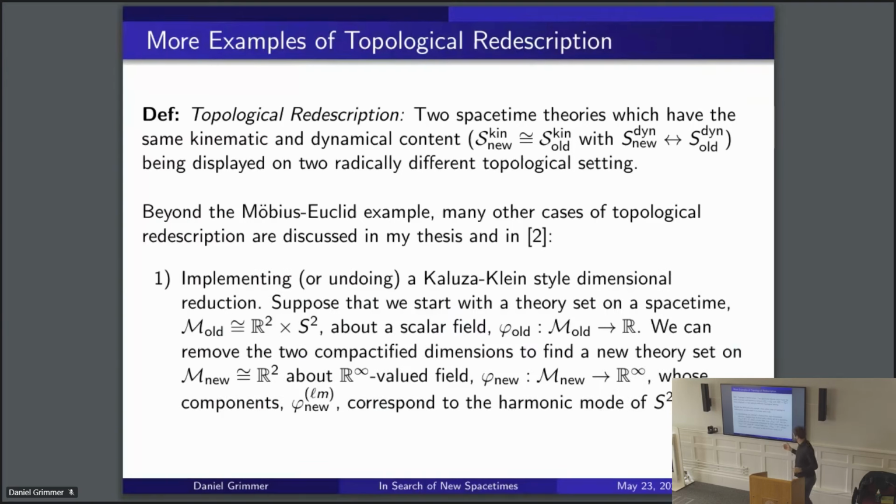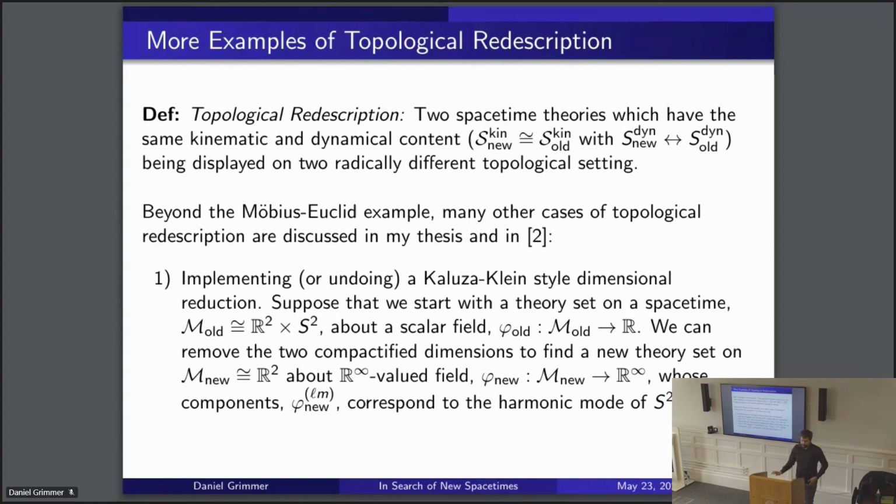But here are some more examples of topological redescription. You might start with a theory on some space-time M old here, which has two extended dimensions, space and time, but then two compactified dimensions, S2, okay? You might know that you can redescribe this kind of thing if there was a scalar field on it before. You can redescribe it as an R infinity valued field here on a new space-time that loses those two compactified dimensions. Basically what you've done is expand the field in terms of the harmonic modes of the compactified dimensions. Write down the spherical harmonics, treat them all like they're independent fields on the non-compactified dimensions, and you can redescribe this theory losing its two compactified dimensions. This is a Kaluza-Klein like trick you might have seen before.